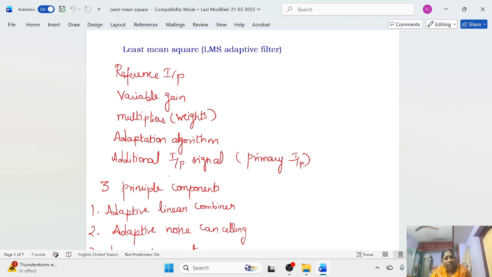And if you see the difference between the adaptive filter and the normal, classical filter, like low pass, high pass, band pass and band stop, these are frequency selective filters. If you consider the low pass filter, it will allow only the low frequency components to pass through and does not allow any high frequency components. It completely attenuates the high frequency. That is the characteristic of a low pass filter.